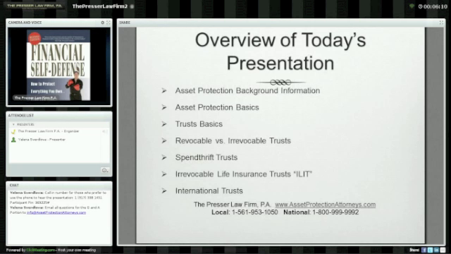The overview of today's presentation: we're going to start out with some asset protection background information, which will also take us into the asset protection basics. Then we will talk about actual trust basics and the differences between revocable and irrevocable trusts. We'll talk about spendthrift trusts and spendthrift clauses. We'll also talk about the ILIT, otherwise known as the Irrevocable Life Insurance Trust, and we will also talk about international asset protection trusts.